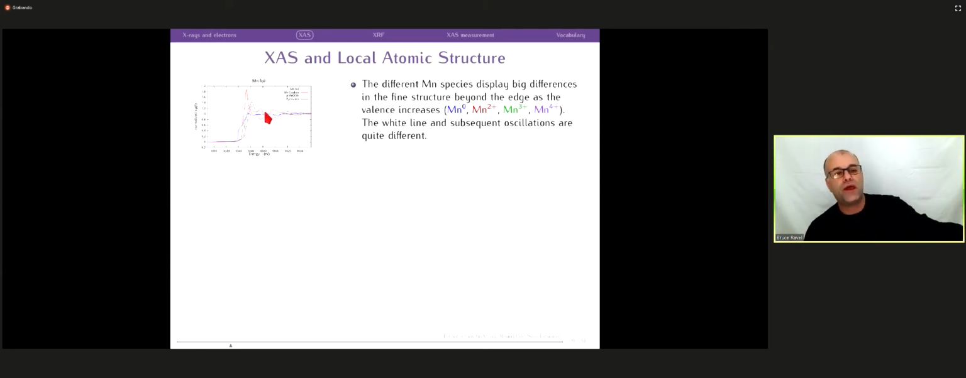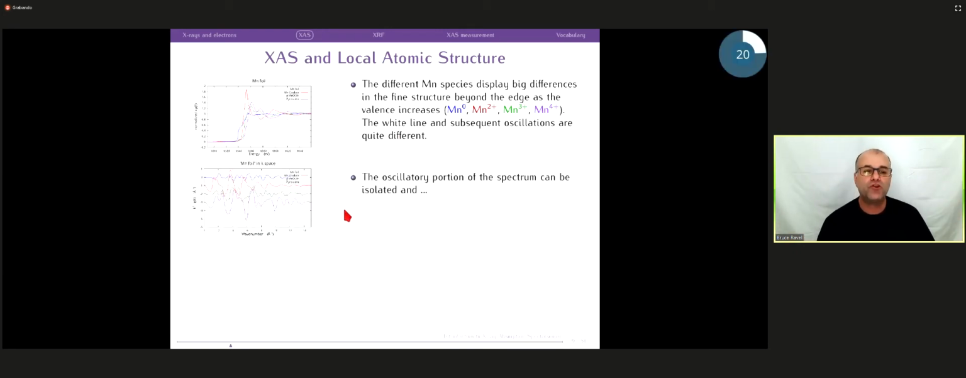Now, if we do some data processing, if we start working on these data, we can take away the step part of this function and isolate just the oscillatory portion. And you see that one, the oscillations for these four different materials are very different from one another. And two, the oscillations go on for a long time. So I'm showing you data out to a wave number of 14, where that's the wave number of the oscillations.